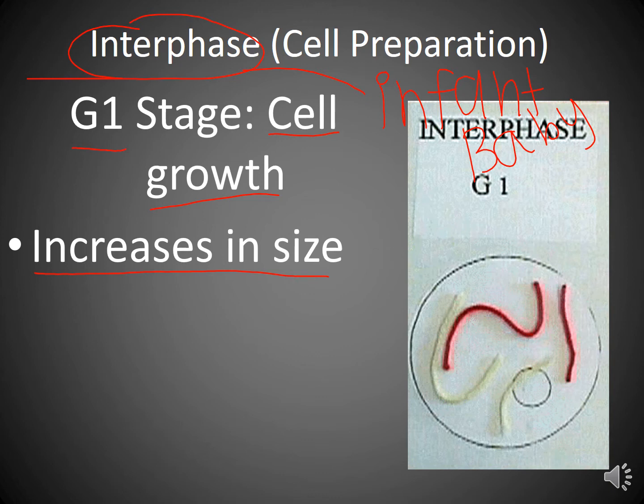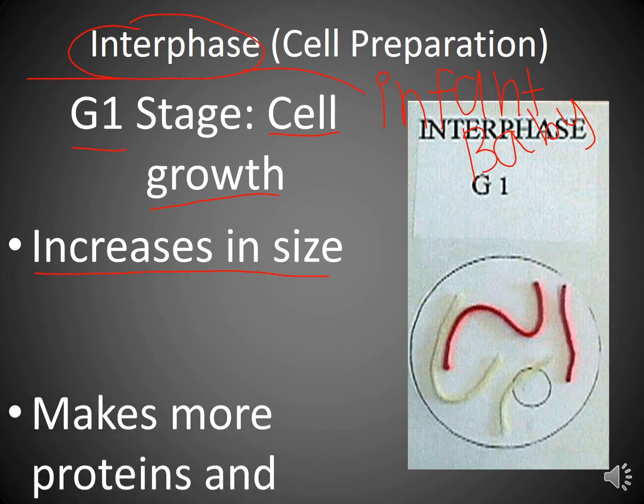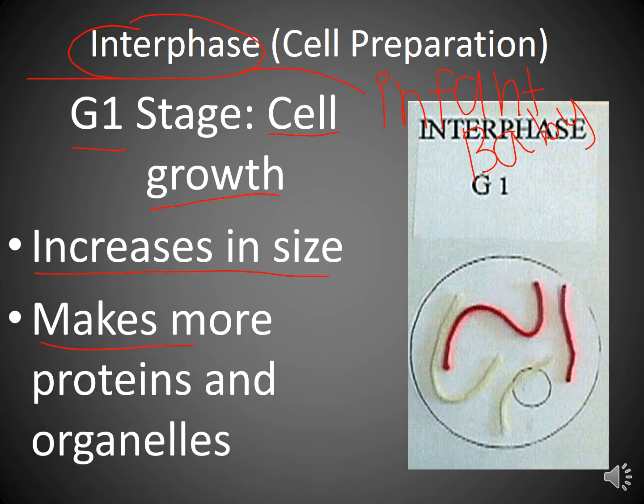Trust me, my daughter, by the time she was born, within about a week or 2, the girl was already wearing 2-3 month clothes. The girl was just eating. So it increases in size, as well as it makes more proteins and organelles. But the main thing was cell growth. So the first thing a baby does is grow.